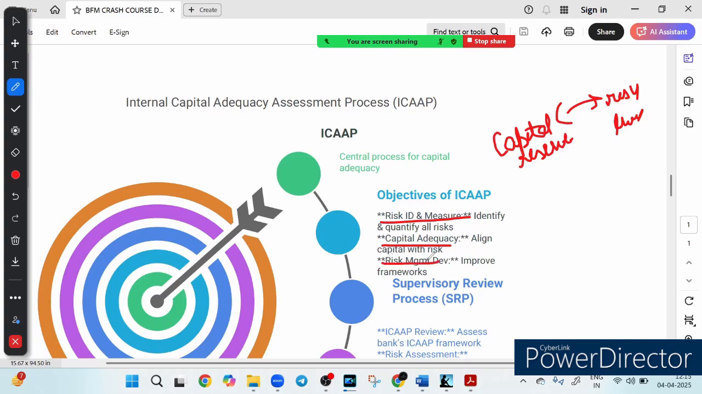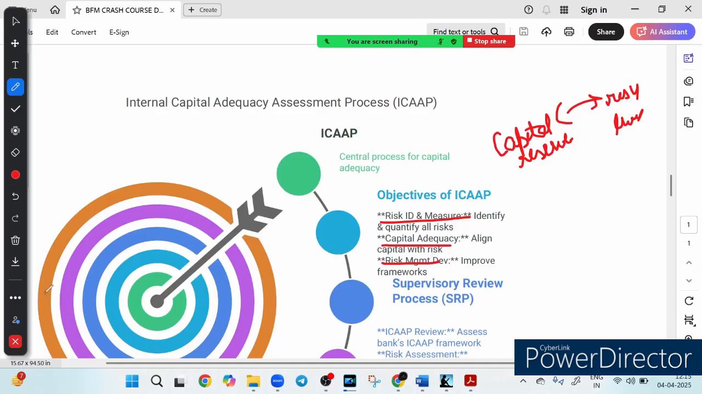And the third thing is risk management development, which means continuously improving the risk management framework to handle evolving challenges. That is the improving framework. So these are the three objectives of ICAAP. First one, risk identification and measurement. Second one, capital adequacy. Third one, risk management development.